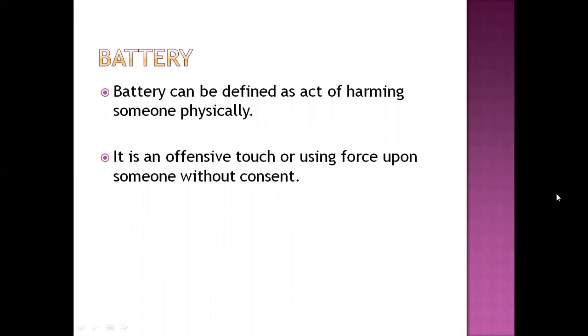Battery. This is the next terminology. Battery can be defined as an act of harming someone physically. Assault was threatening to harm. Battery is the act of harming. It is an offensive touch or using force upon someone without consent.